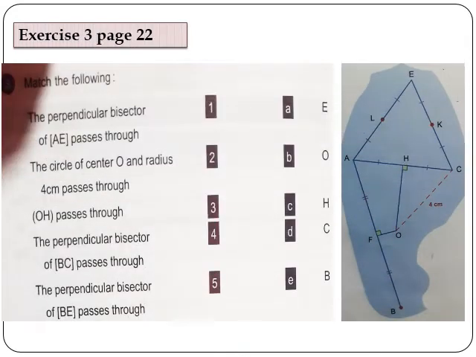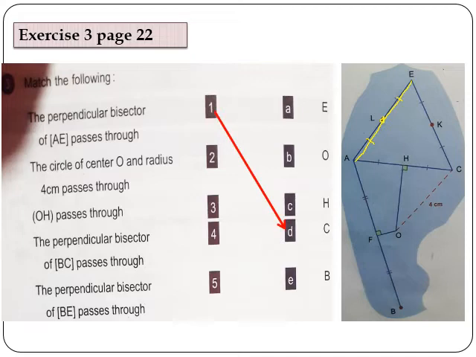Now, exercise 3, page 22. Match the following. The perpendicular bisector of AE passes through what? This is AE. They put the same sign on AL and LE. That means AL equals LE, which means that L is the midpoint of AE, and we know that the perpendicular bisector should pass through the midpoint.